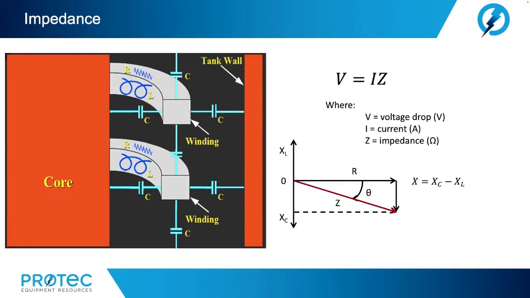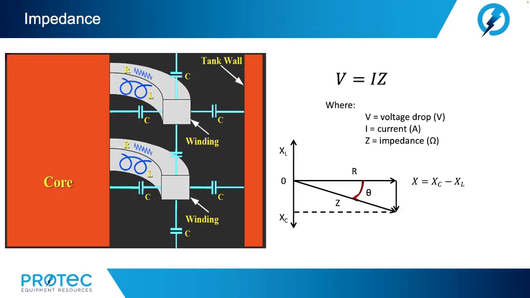Impedance is the vector sum of the resistance and net reactance in a circuit, as shown here. The angle theta is the phase angle and gives the phase relationship between the applied voltage and the current. Impedance in an AC circuit corresponds to the resistance of a DC circuit.